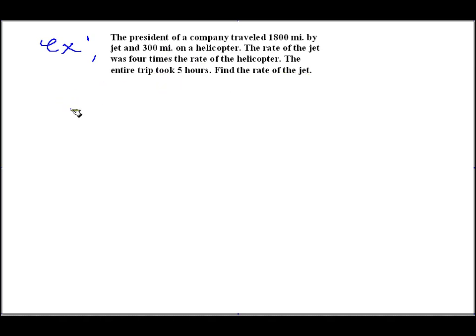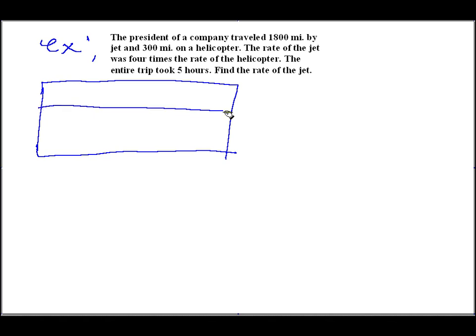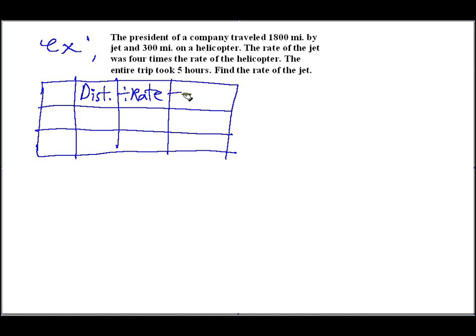All right, so let's go and set it up. Let's make a nice big table here, with 3 rows in it. What does the table say? Distance divided by the rate is equal to the time. Are you with me on that? We're changing the table a little bit: D over R, D divided by R, is equal to T. Make sure we see that.